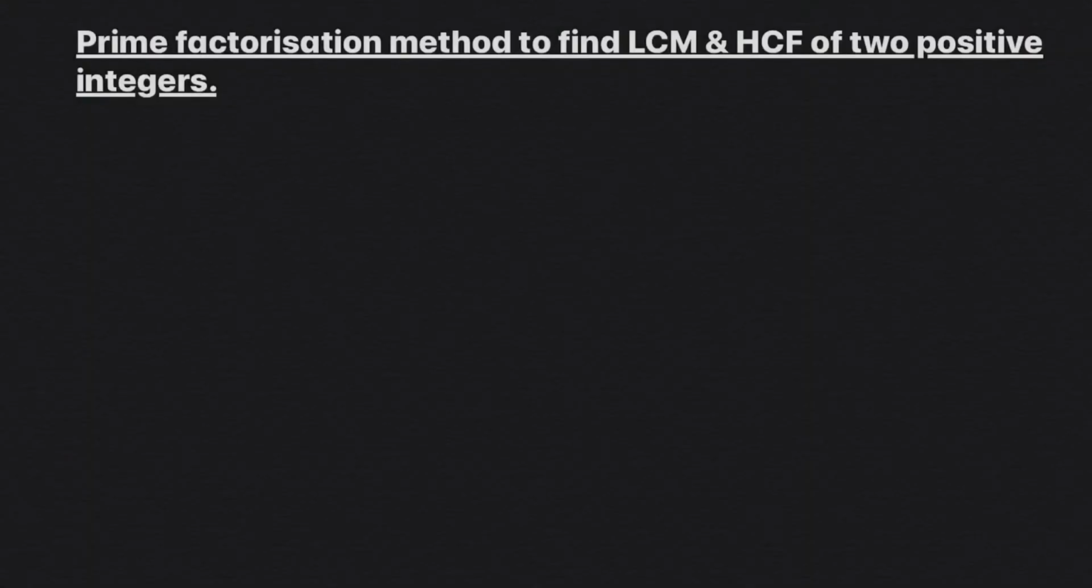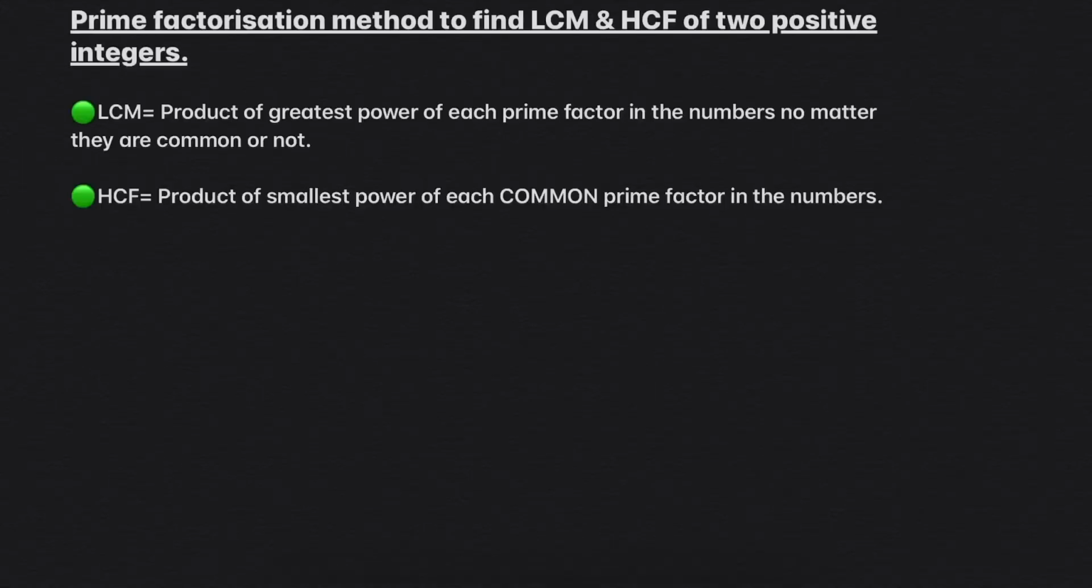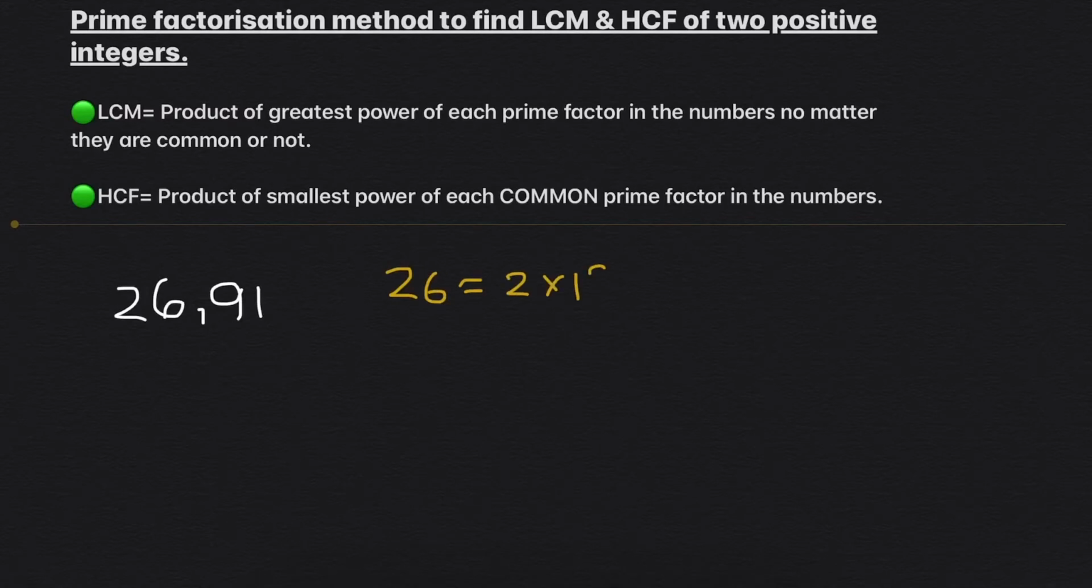Now let's see how the prime factorization method is useful to find the LCM and HCF of two positive integers. Let's consider another pair of composite numbers, 26 and 91. 26 can be written as 2 into 13 and 91 can be written as 7 into 13. Now if we observe the power of each prime factor, for 2 it's 1, 13 is 1, 7 is 1, and 13 is also 1.